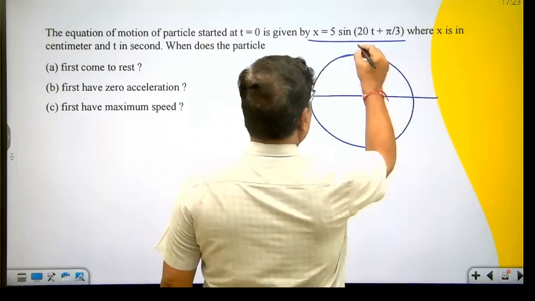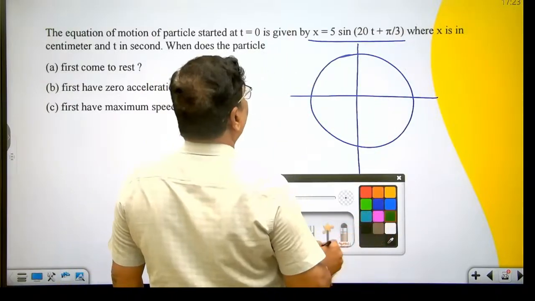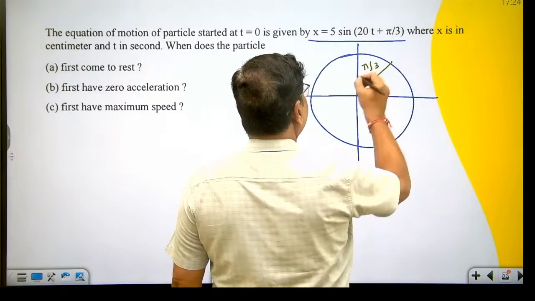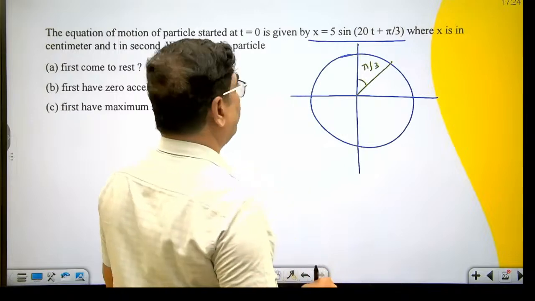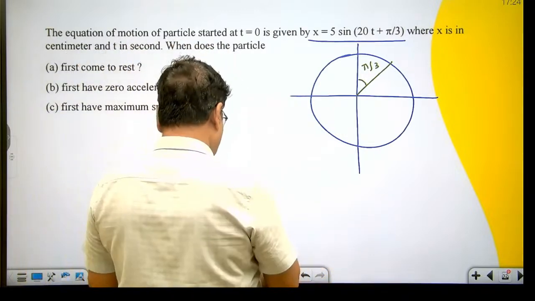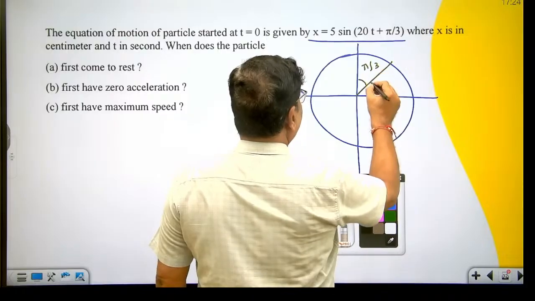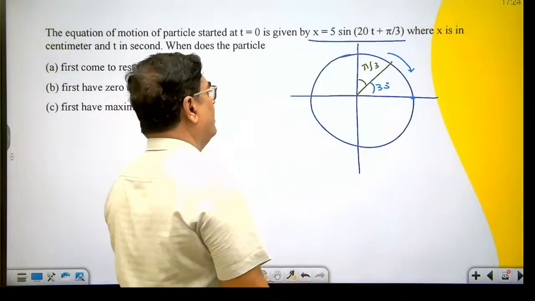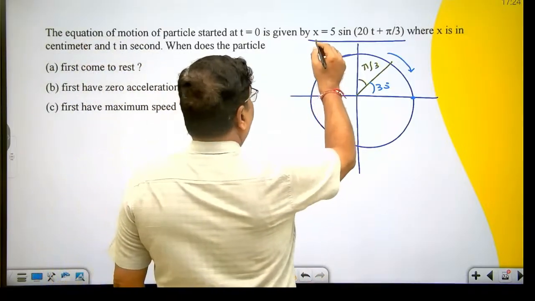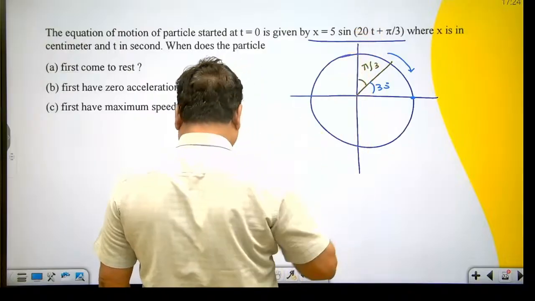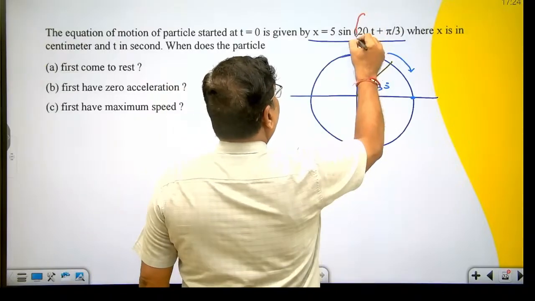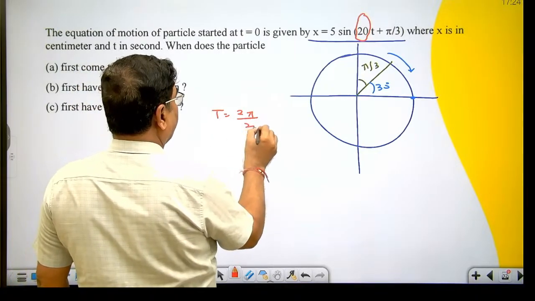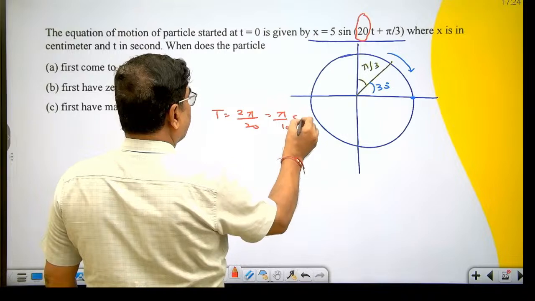If we locate the equation on the phasor diagram, we will find the initial phase of the particle is pi by 3. Now, the particle will come to rest at the extreme position. To reach the extreme position, this is 60 degree, so the particle has to travel 30 degree. Then the particle will reach here. If we compare x equal to a sin omega t plus theta, omega is 20 here. So time period is 2 pi upon 20, that is pi by 10 second.